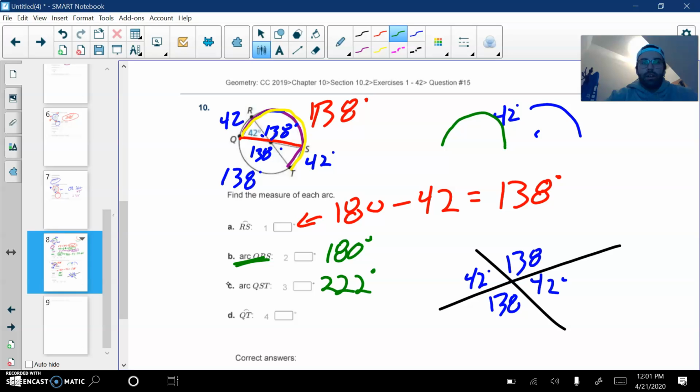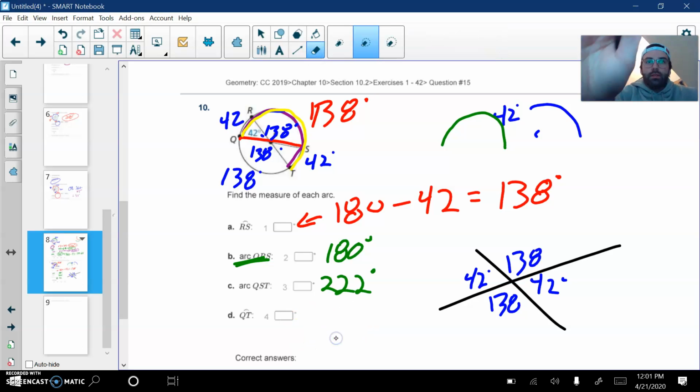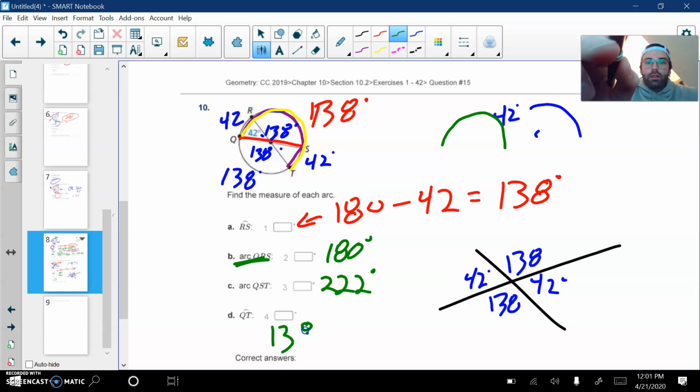QT, I just explained that. QT should be 138 degrees. Again, I'll explain that again. I'll go back to this diagram. If this is 42 here, then this has to be 42. These are vertical angles. If the arc is 138, then the central angle here is 138. Well, if this central angle is 138, then this central angle is 138 because they are vertical angles. Same thing, 42 and 42 because of vertical angles. If the central angle is 138, then the arc is also 138.